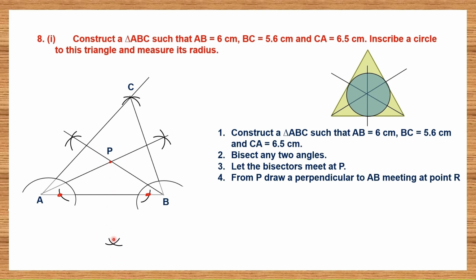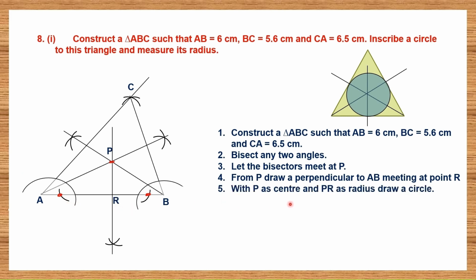Now draw a line from P to this arc. So we've got our perpendicular. So from P, draw perpendicular to AB meeting at point R. So as you can see, this perpendicular has met line AB and let's mark that point R.